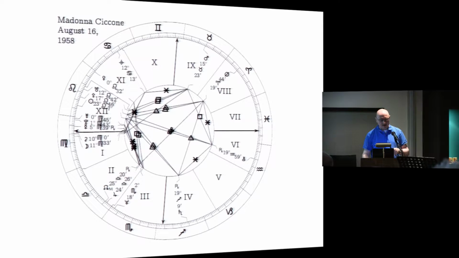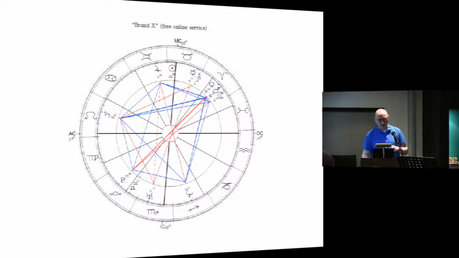So that nicely points towards some of the, first let me show you some of the competition, okay? This is what we might call brand X. This is a free online chart from a major commercial astrology company. And in fact, this is not even the default. I had to edit their default options a little to try to make it as comparable as possible to mine.